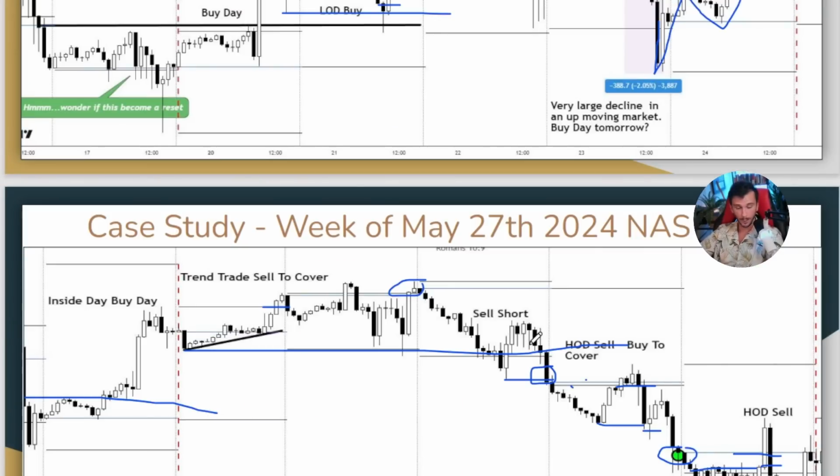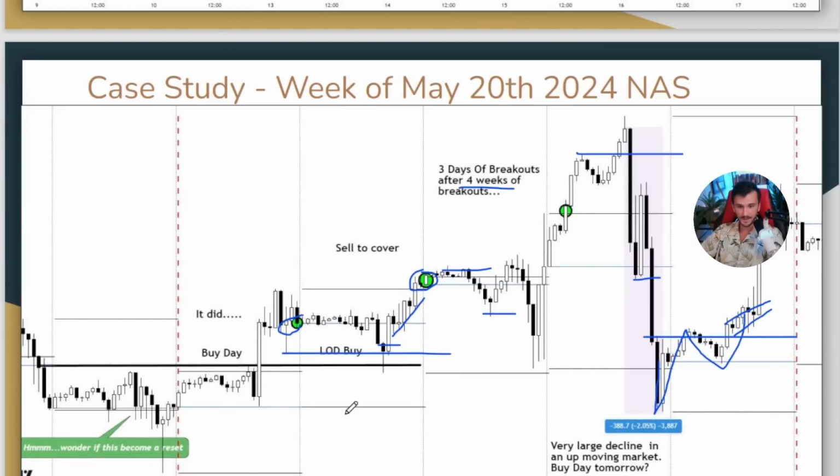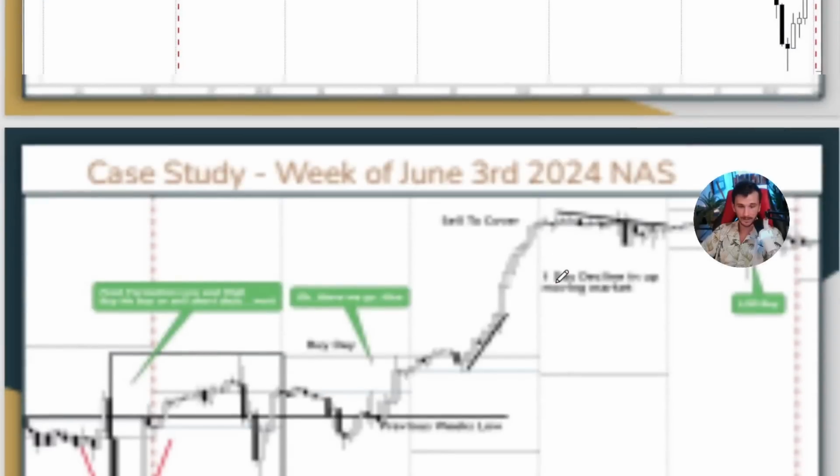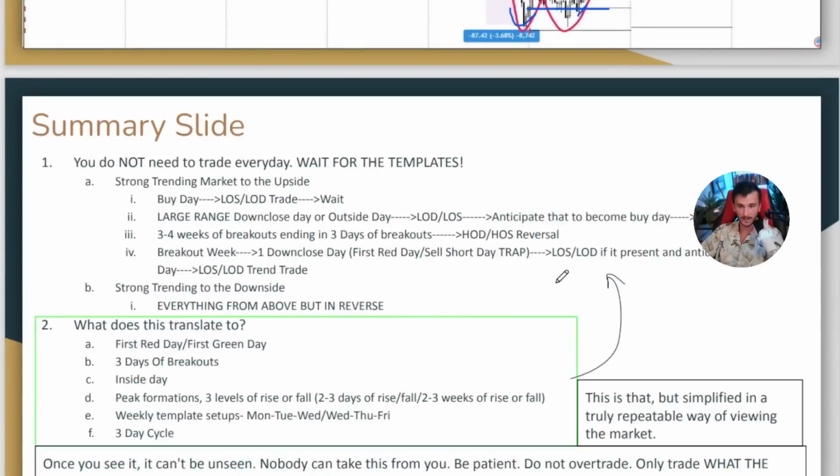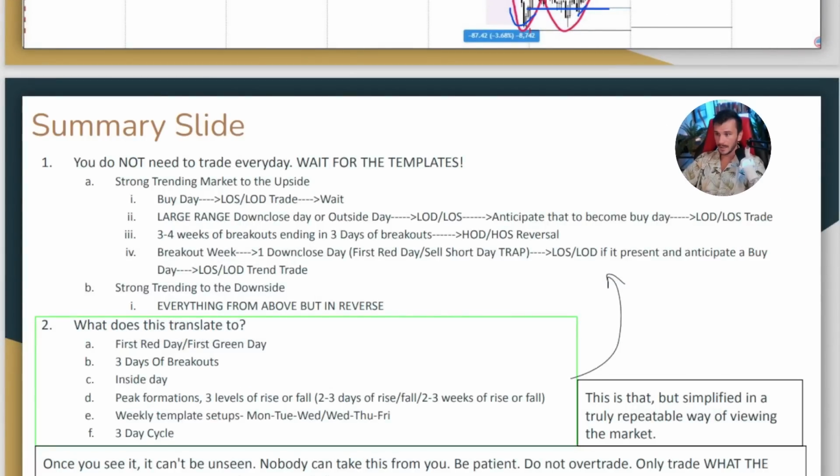Listen, you could put it in 0.25 or 0.5 or 0.75 playback speed, but this really explains what to look for on any given day. Let's go down to the summary and talk about what we've talked about thus far. So thus far in this video, you do not need to trade every single day.